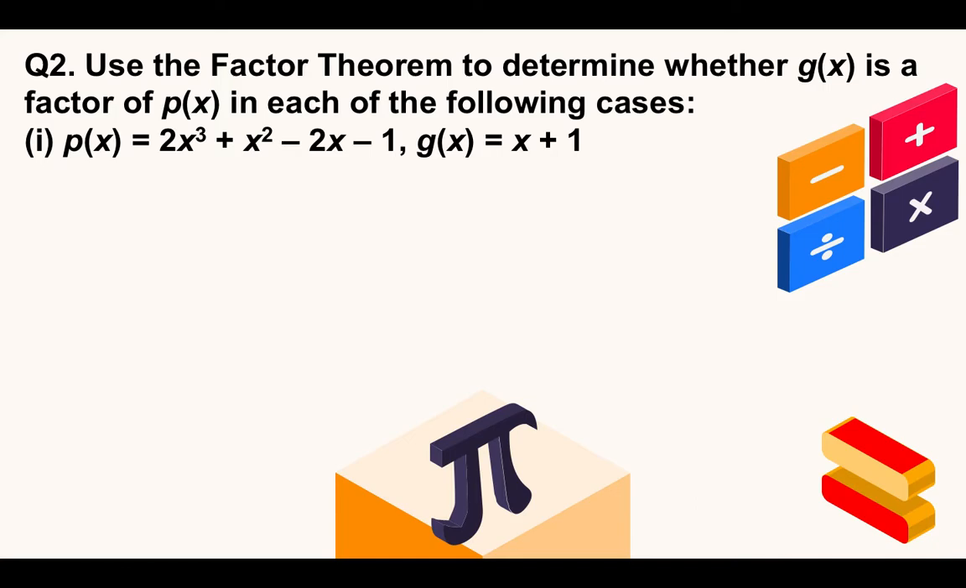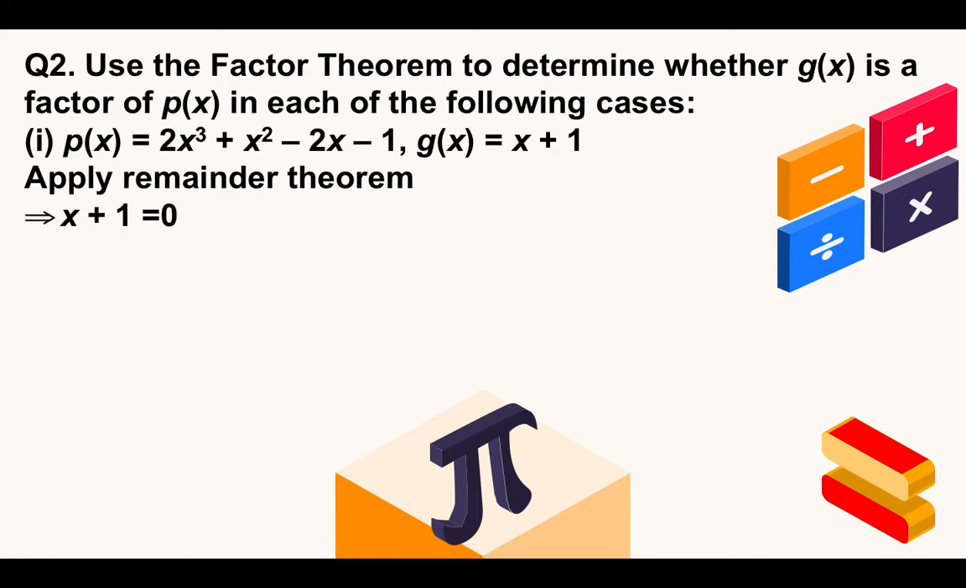Now the given question is, p(x) is equal to 2x cube plus x square minus 2x minus 1 and g(x) is equal to x plus 1. So according to the factor theorem, the degree of the given polynomial p(x) is 3, so it's obviously greater than 1. And we are given g(x) is equal to x plus 1. So in this question, by applying the remainder theorem, I can write x plus 1 is equal to 0, means x is equal to minus 1. Now I will replace x by minus 1 in the given polynomial.